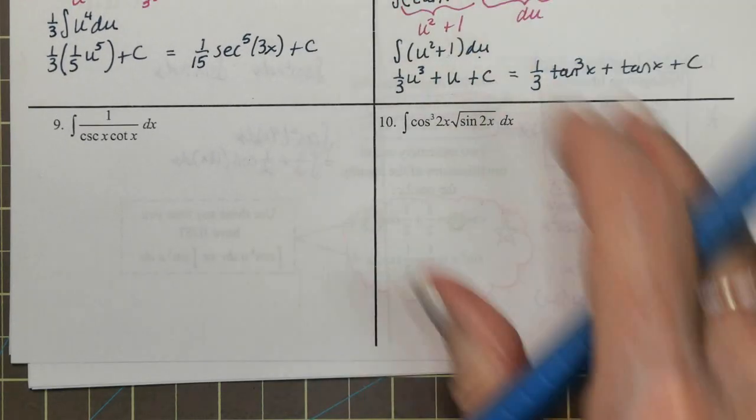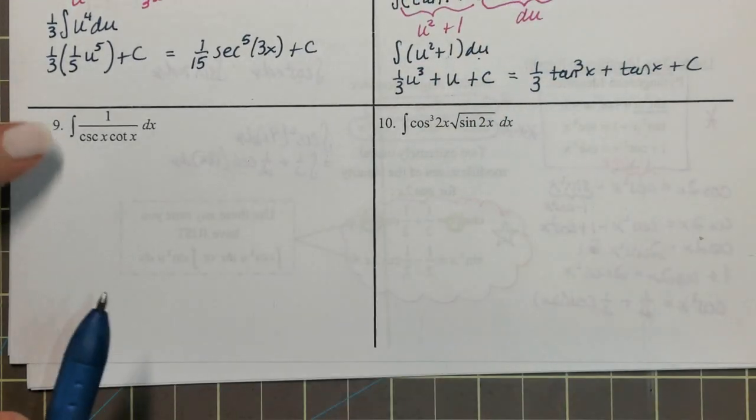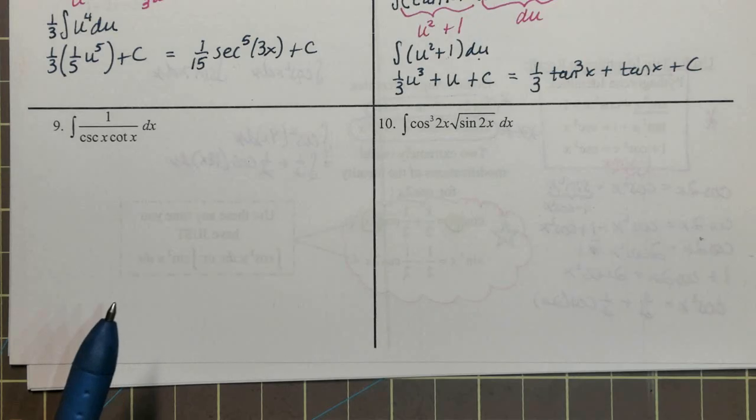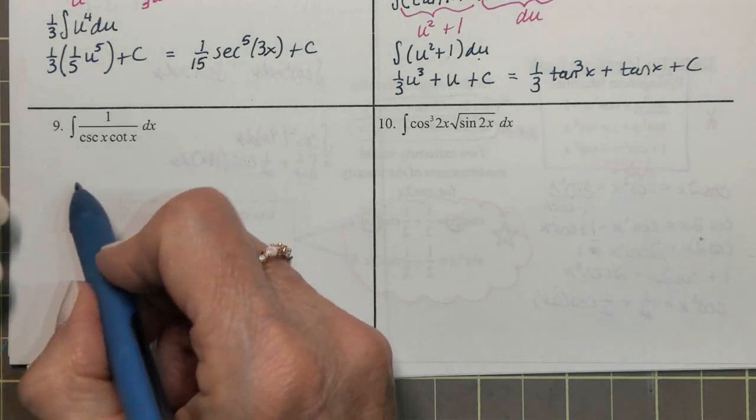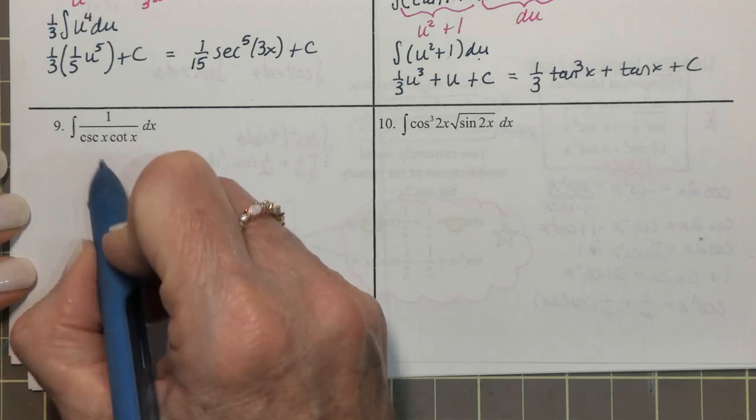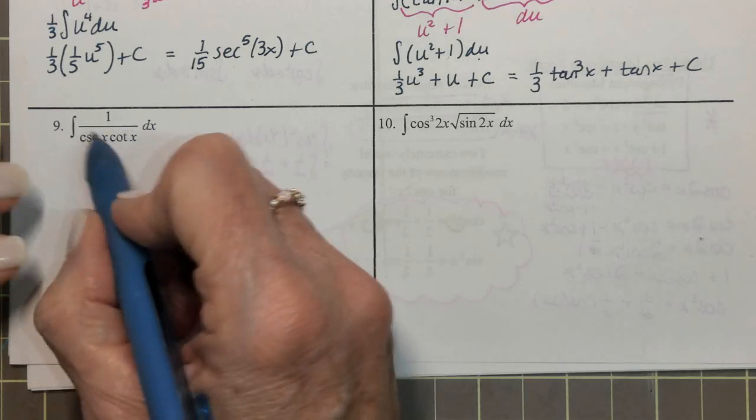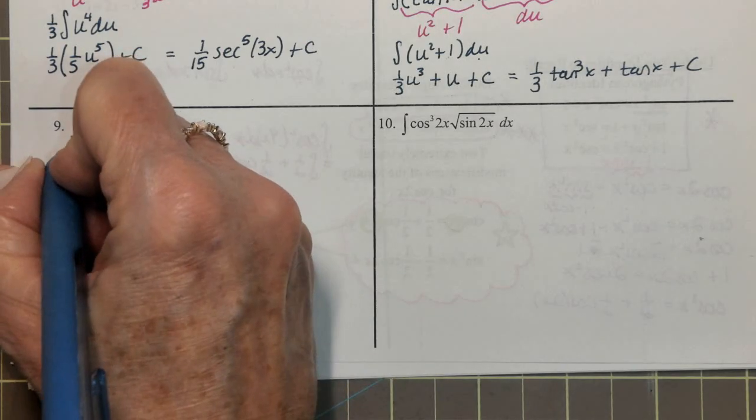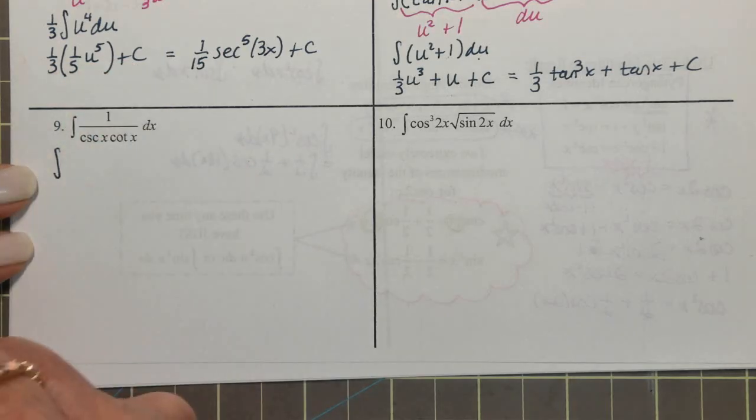All right, number 9. What to do, what to do. I'll let kids think about this one. Most said, let's bring these to the top. Let's get it out of the denominator. So I said, okay, we can do that. That's a legal math move.